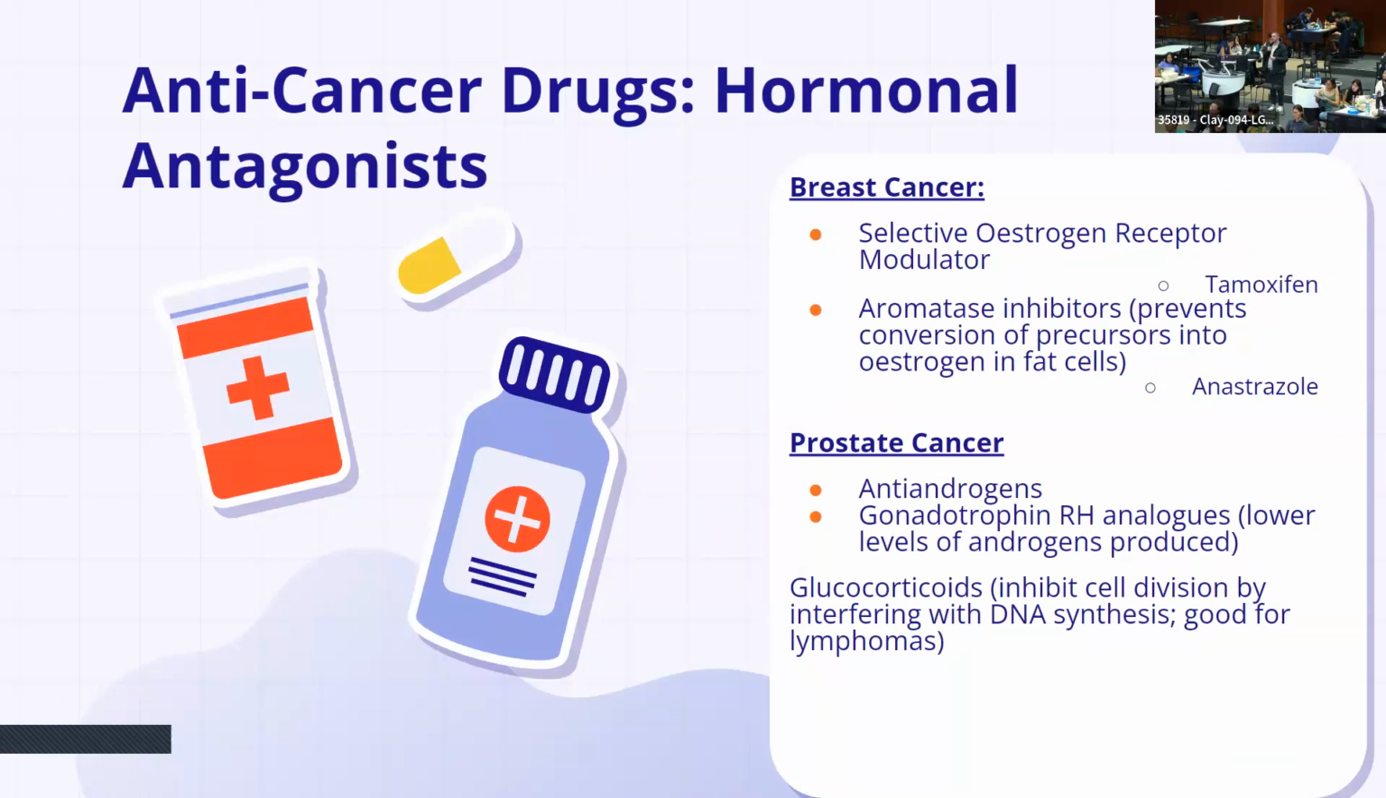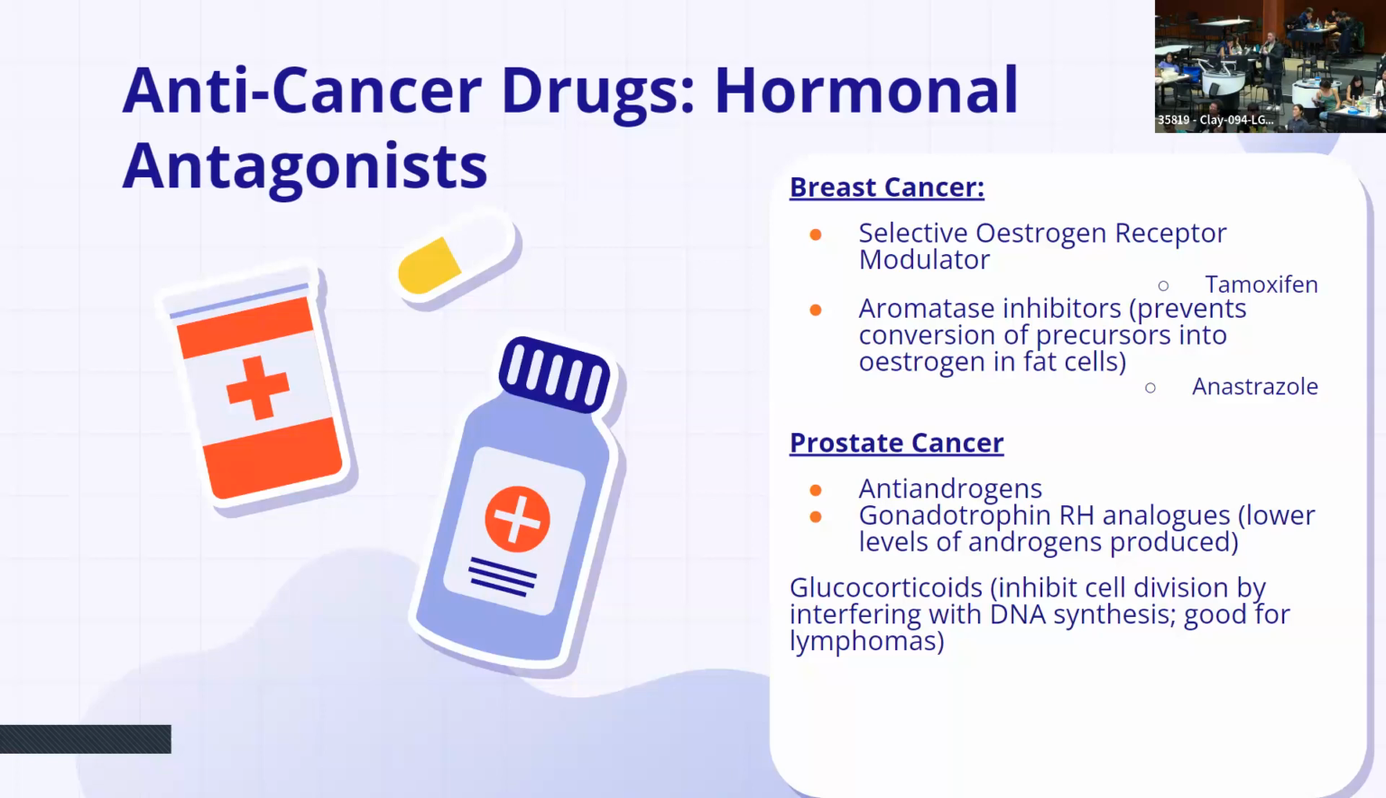The next one is our hormonal antagonists. For breast cancer and prostate cancer, because it's an overgrowth of reproductive tissue, things like estrogen and testosterone are going to feed the cancer. So what our drugs are doing is they're going to stop the ability of our estrogen and testosterone to fuel that cancer to keep growing.